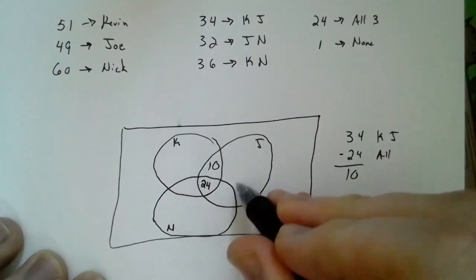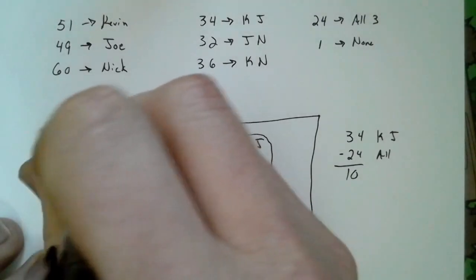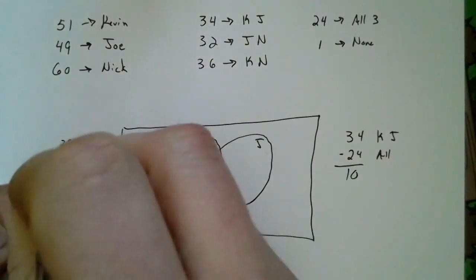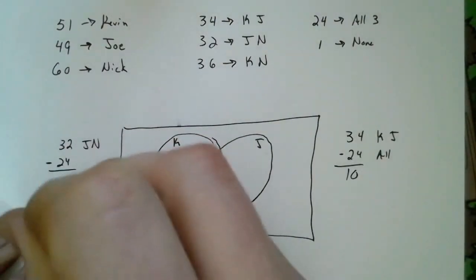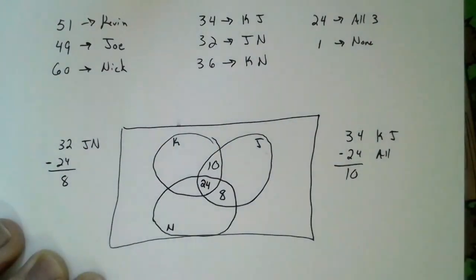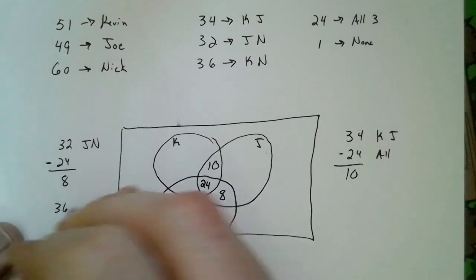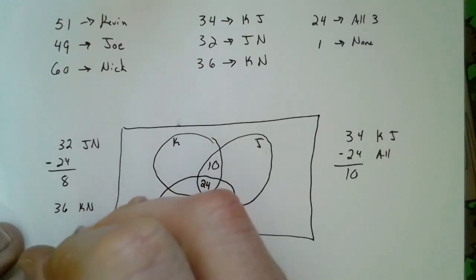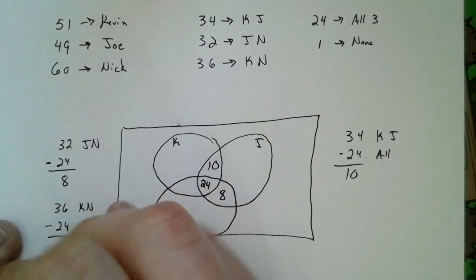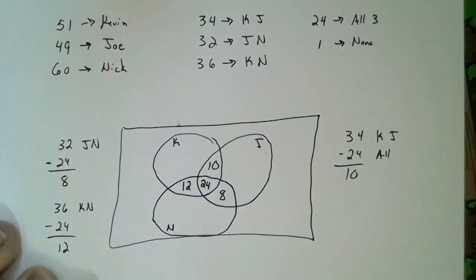Okay? Now we're going to take a look at Joe and Nick, right? So Joe and Nick is 32, but 24 of them have already been counted for, so there's 8 in this space right here. That's just Joe and Nick, okay? And then finally, we're going to take a look at Kevin and Nick. There's 36 in that space. We're going to subtract the 24 in the middle. We're going to find there's 12 in this space that are just Kevin and Nick.